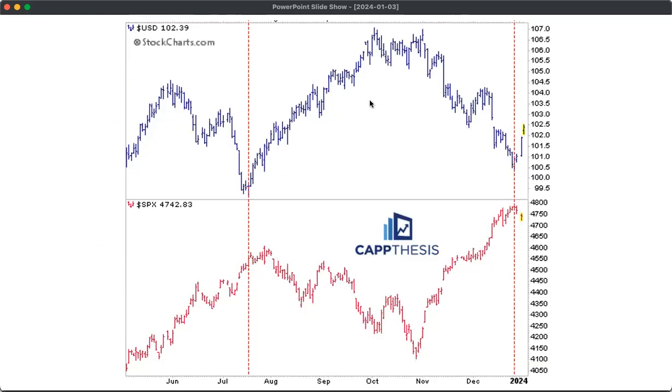And let's not forget the fact that as the S&P was rolling over, it didn't do it in isolation. We saw the dollar start a pretty substantial rally that lasted for a number of months, really coinciding completely with the breakdown in the S&P 500.